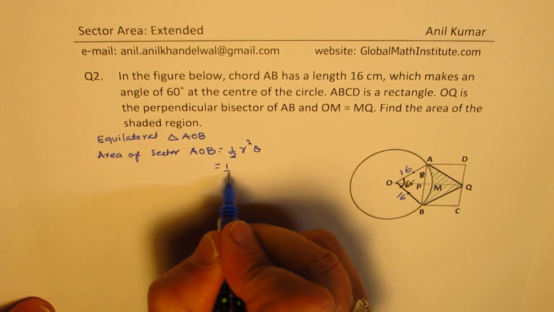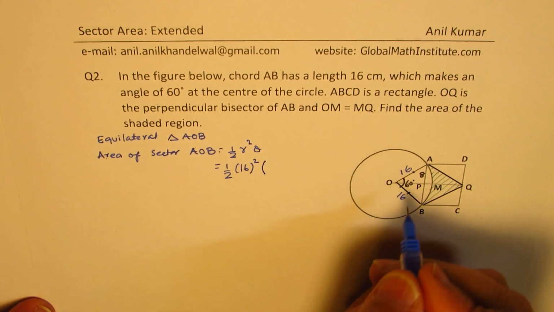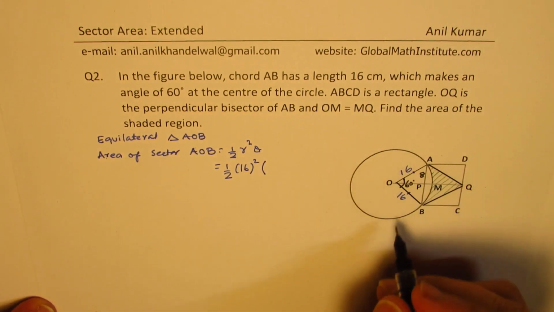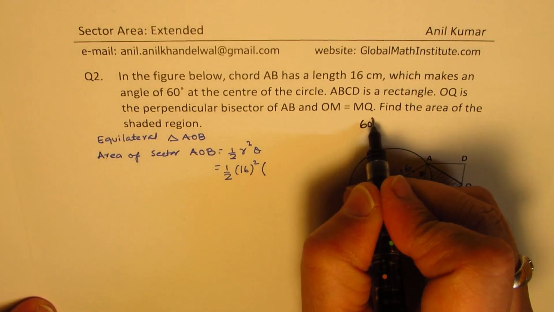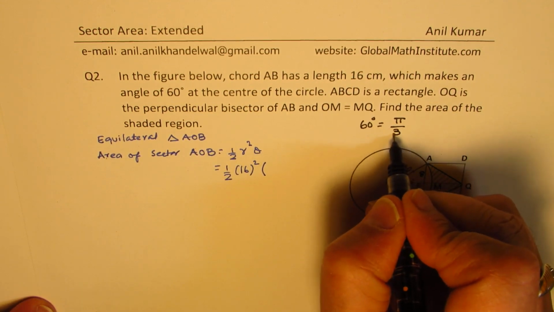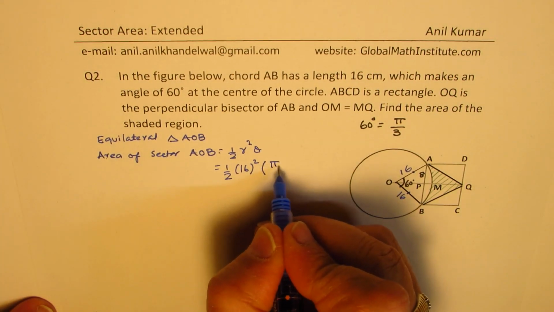In this case, which is half of r is 16, and the angle theta. You have to write this angle in radians, right? So convert degrees to radians. So that is what you have to do. So 60 degrees is equal to pi by 3, right? So I just wrote direct. You'll know this, 60 is pi by 3.